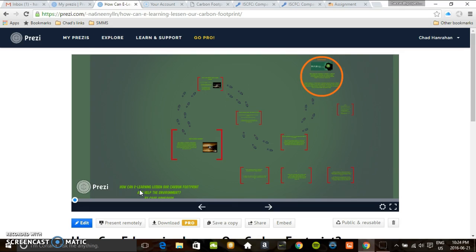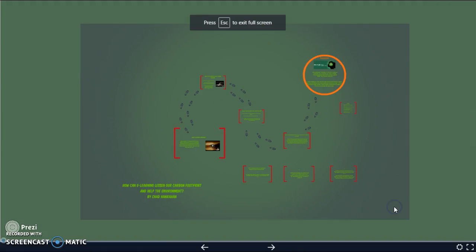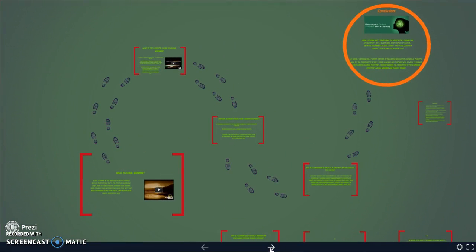My inspiration for this was through my Science 7 teaching. I taught about the carbon cycle, the environment, climate change and global warming. And I wanted to learn how my educational technology background can help me help the environment. So I'm going to start my Prezi here, make it full screen first, and I'll click the arrows. And here we go, there it is.